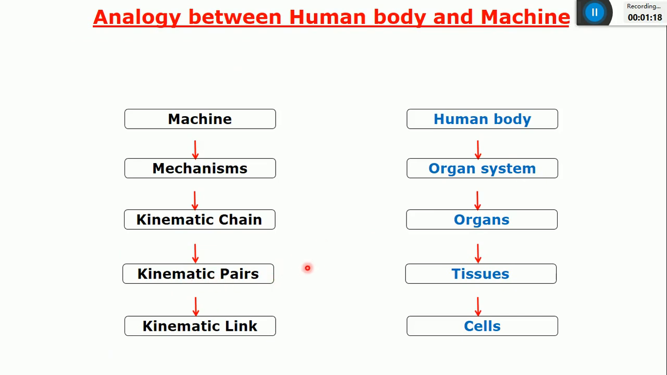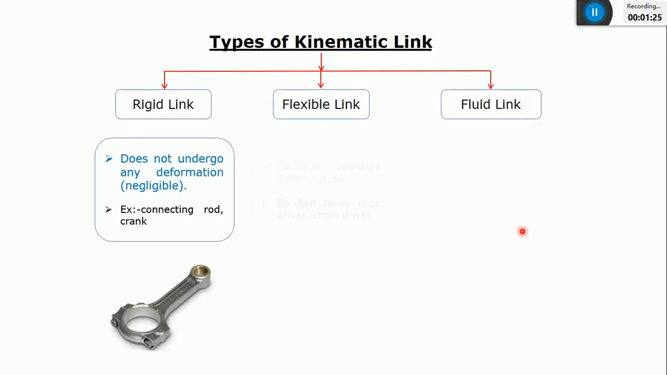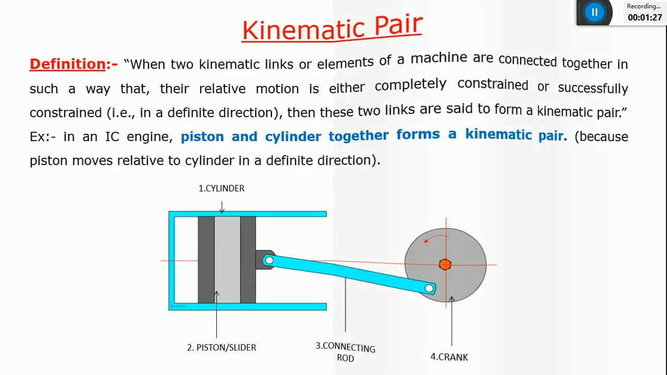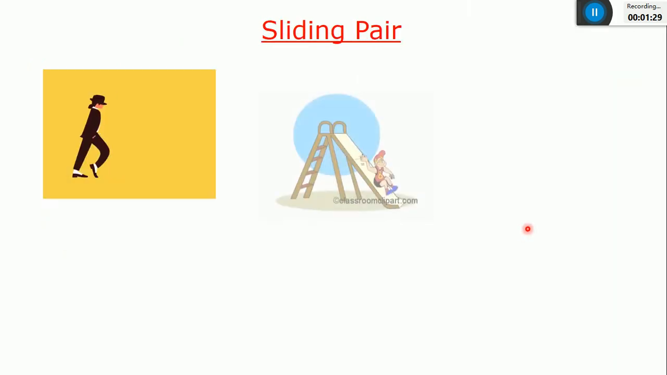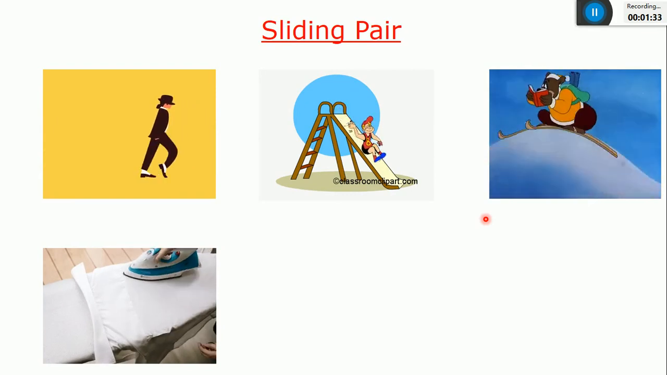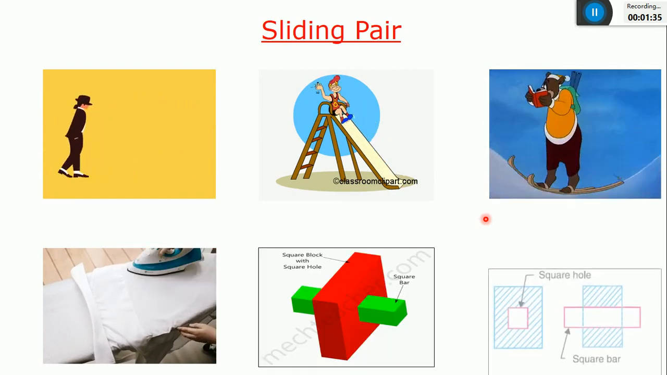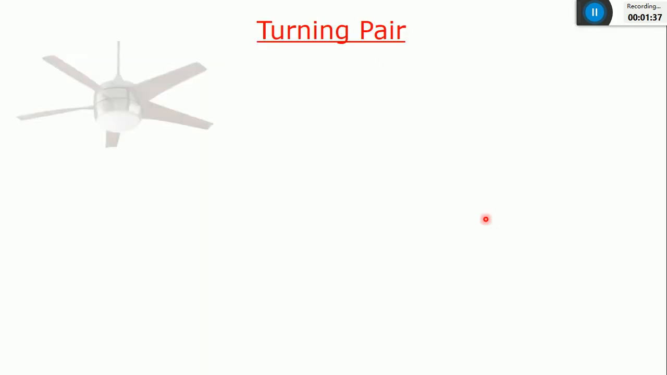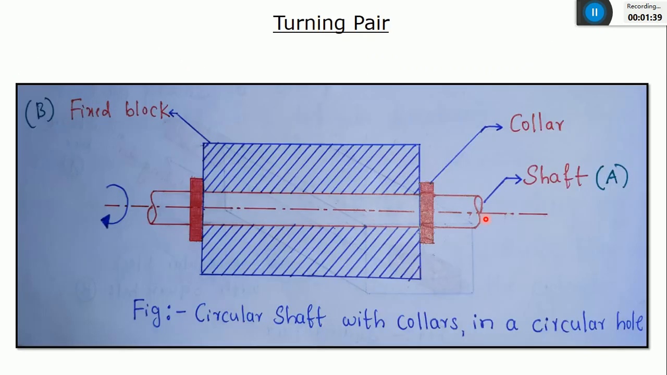So in the previous class we completed kinematic links, types of kinematic links, then kinematic pairs, the types of kinematic pairs. Then we also started with the kinematic chain. We discussed the definition of a kinematic chain, and also what conditions should be satisfied so that I can call a group of kinematic pairs a kinematic chain, correct? So this was all about kinematic pairs.